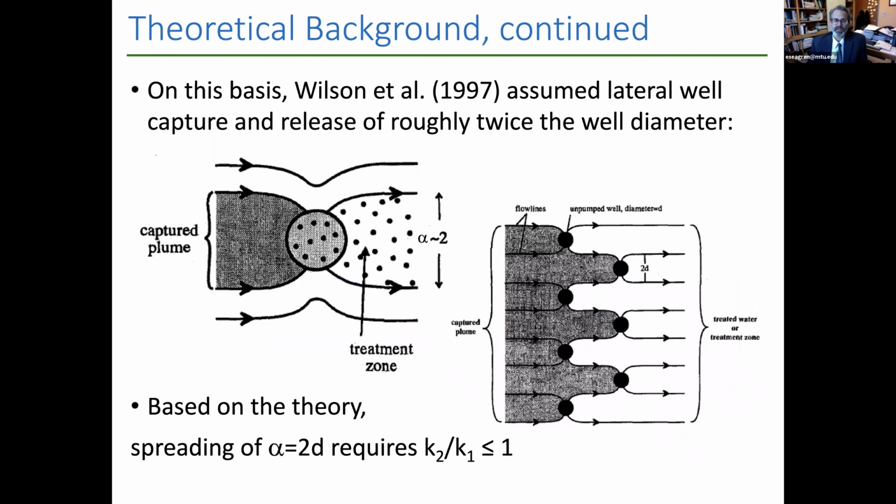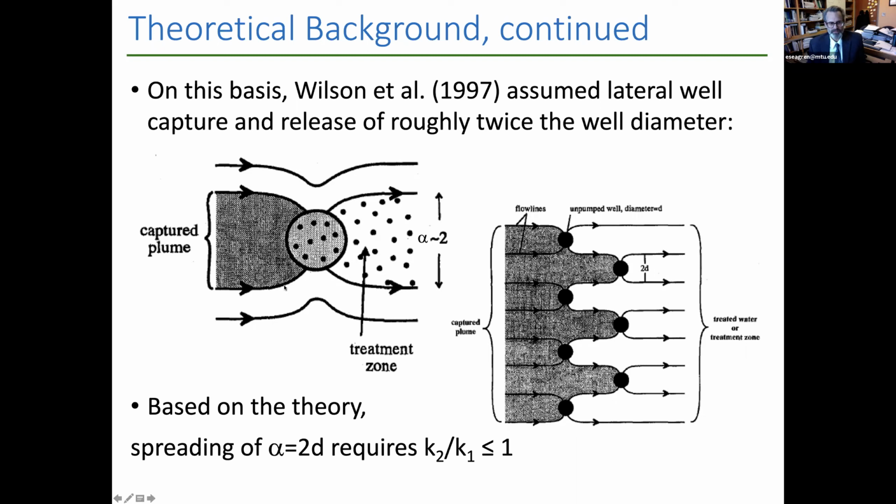And so based on this, people at University of Waterloo, Wilson et al. 1997, assumed that, okay, let's just assume then that roughly the plume emanating from the well screen is going to be about twice the well diameter. So alpha approximately 2 is illustrated here, and that's going to tell us the size of the plume that we would capture if we have a reactive media in our well, or the size of the plume emanating down from the well and into our treatment zone down gradient.